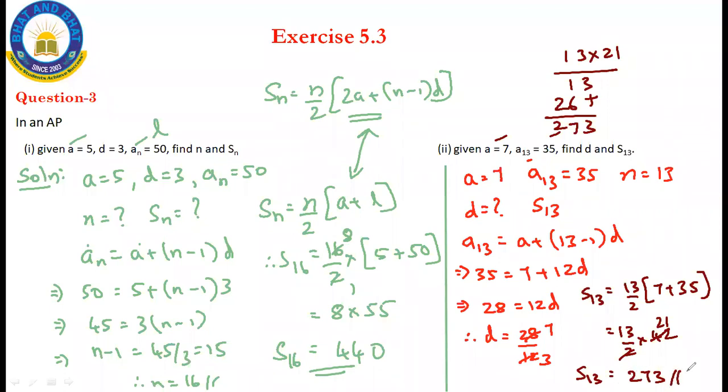Understood, students? See, if you use this formula, then in place of n you have to put 13, then in place of d you have to put 7 by 3. You should do multiple calculations, which is not necessary. So d is equal to 7 by 3 is one answer. S13 is equal to 273 is another answer. Is that clear? You can use the same formula for everything, no issues, but in the exam time becomes very, very important. So you should be smart.